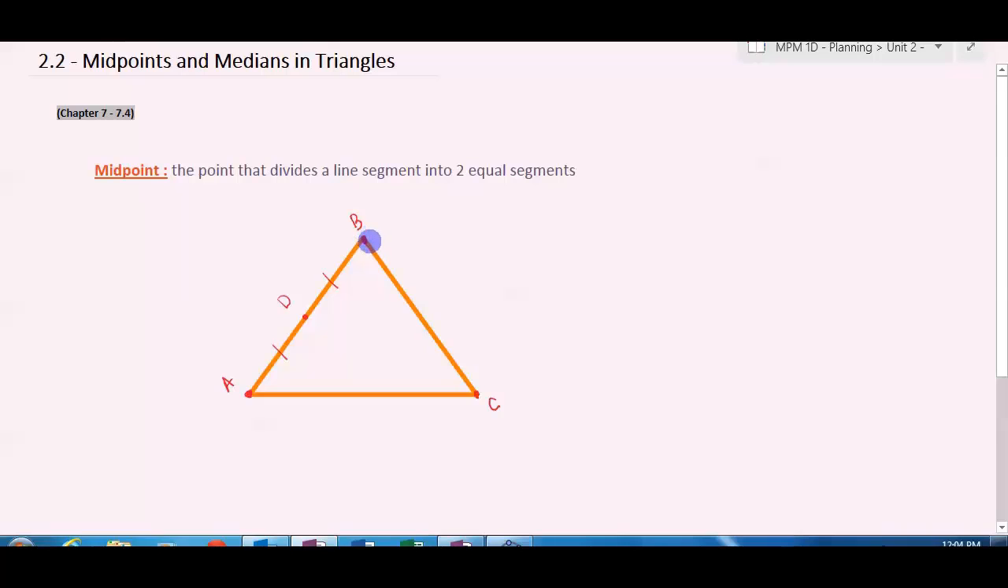And then, if I were to find the midpoint between B and C, that point E should also divide the segment BC into two equal line segments. And then, if I were to find the last midpoint between A and C, call this F, they should also divide such that AF is the same distance as FC. So let's explore some properties about midpoints and triangles.